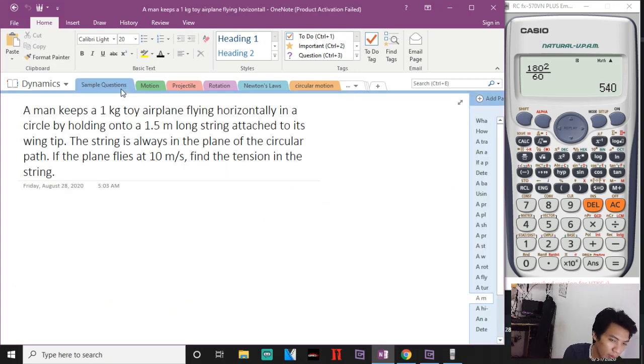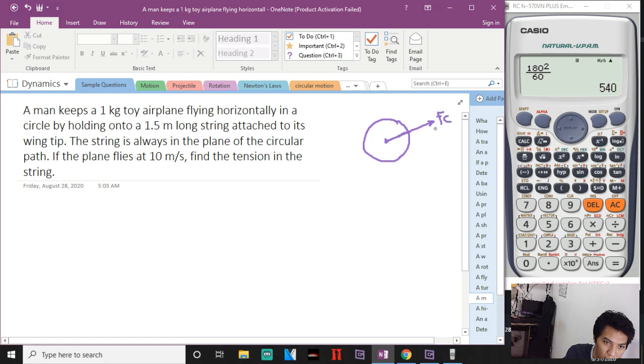Okay. So, meron ka daw circle dyan. Andito yung bata, iniikot-ikot niya yung airplane. So, meron kang force dito, that is centrifugal. Tapos, meron ding normal or tangential force. Ito yung radius mo. Ito yung mass ng toy mo. And then, you are given linear velocity. So, how will you solve that?